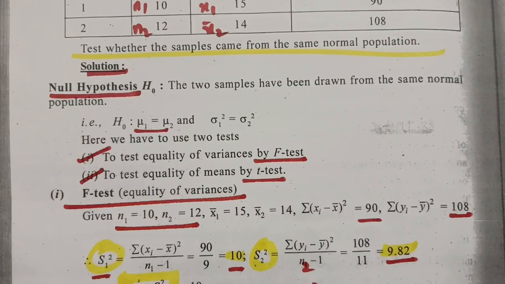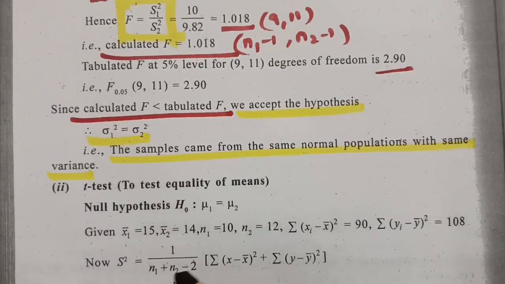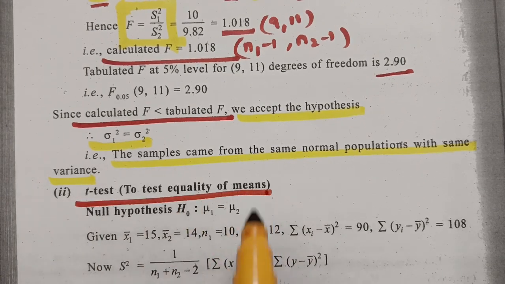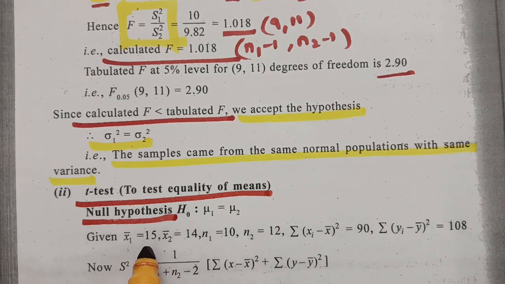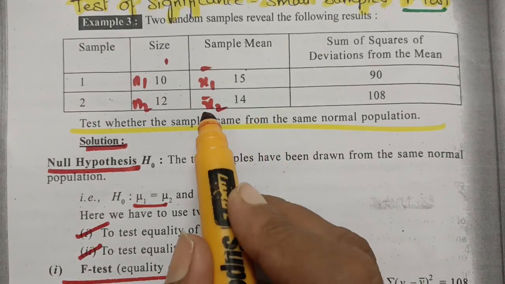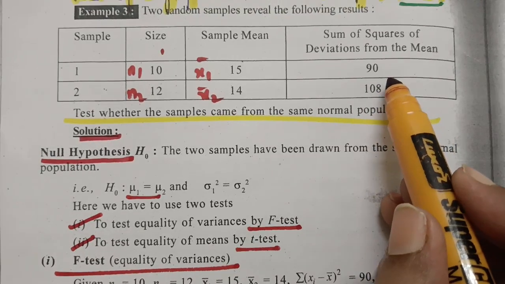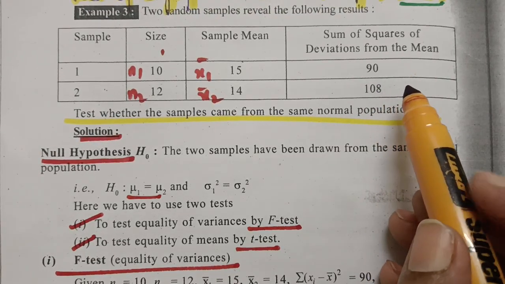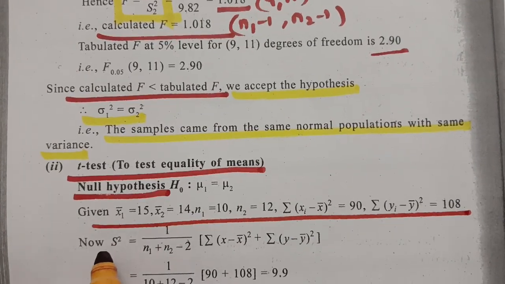And next, coming to the student t-test, to test the equality of means, we have to go with the student t-test. See here, for the student t-test, to test the equality of the means, again the null hypothesis is mu1 equal to mu2, and given x1 bar from the table is 15, x2 bar is equal to 14, n1 is equal to 10, and n2 is equal to 12 here, and sigma xi minus xi bar whole square is 90, and sigma yi minus yi bar whole square is equal to 108. So all the values are ready here, and now we have to go with s square.